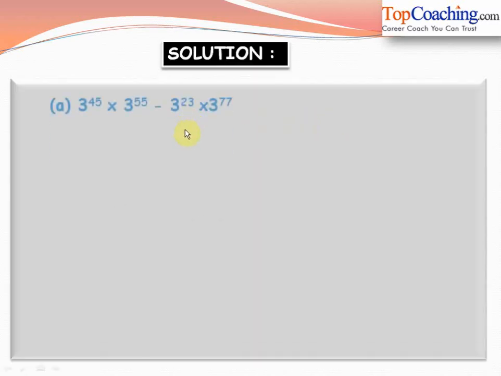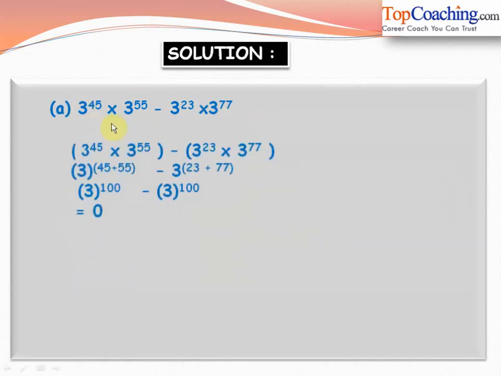Now let's look at the first part, which is 3 to the power of 45 into 3 to the power of 55 minus 3 to the power of 23 into 3 to the power of 77. So now they can be clubbed as one part and one part. Now we know that a to the power of m into a to the power of n is equal to a to the power of m plus n. We simply add the exponents.